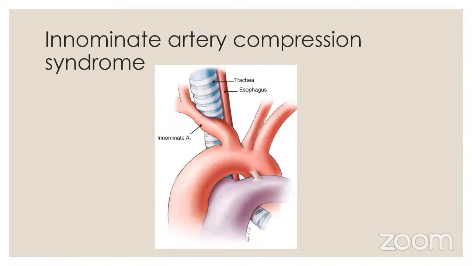Now, innominate artery compression syndrome, this is not a true vascular ring. However, it's a vascular malformation that may lead to compression to the bronchus. This usually occurs when the innominate artery originates more leftward and posterior from a left-sided aortic arch. It can usually lead to anterior compression of the trachea.